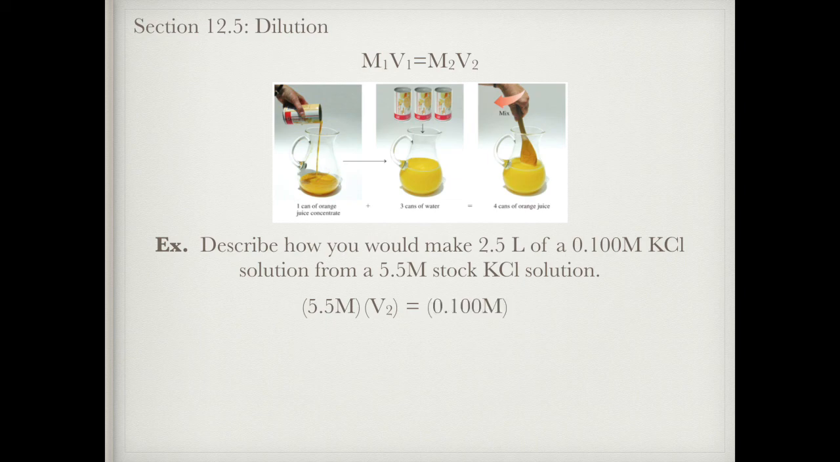0.100, which is the concentration of my solution once it's been diluted, times the volume that I want, which is 2.5 liters. So when I solve for this, I get 0.114 liters, and that's 0.114 liters of my stock solution, my concentrated solution. Since I don't tend to measure 0.114 liters in the lab, I'm going to convert that into 114 milliliters.